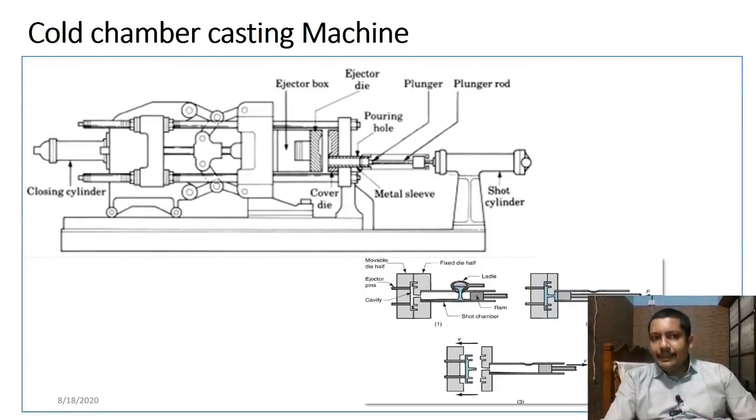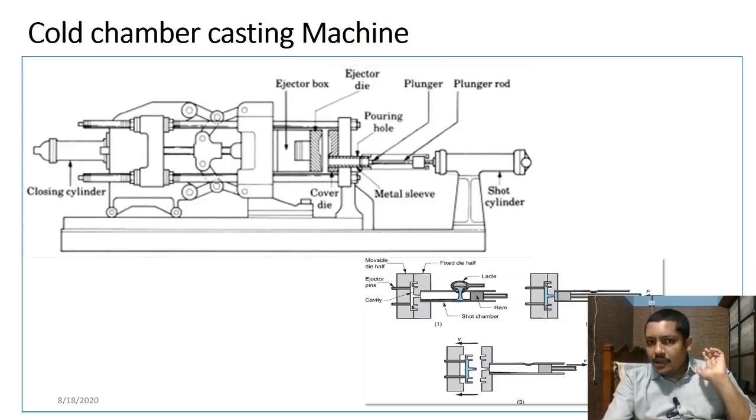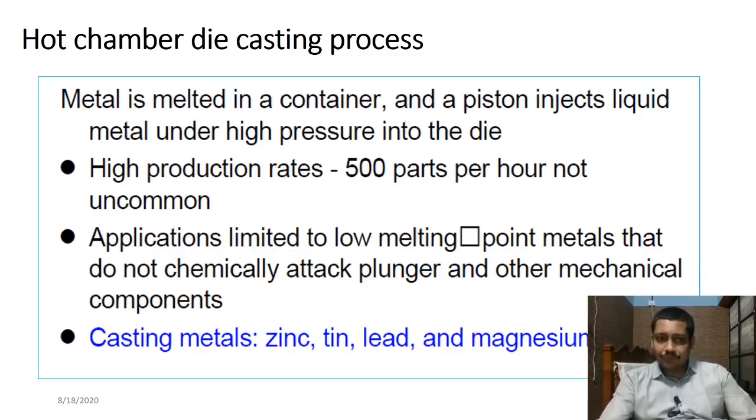So you can see this is a typical machine for cold chamber. These are all the mechanisms to ensure that the gap between your movable die and your fixed die is permanently closed. You can see this is the cover die, and this is the ejector die. The ejector box is also shown over here. The plunger rod, everything is shown over here. So this is a schematic representation of a cold chamber casting machine.